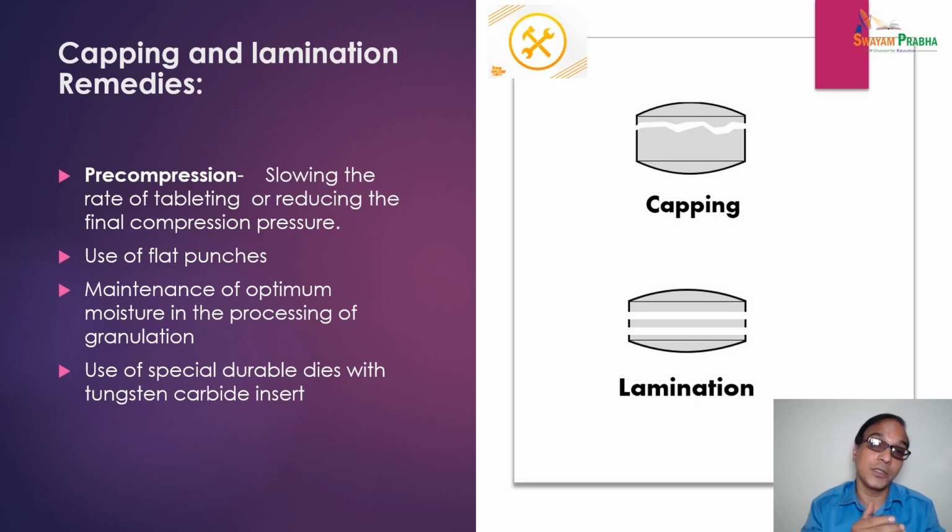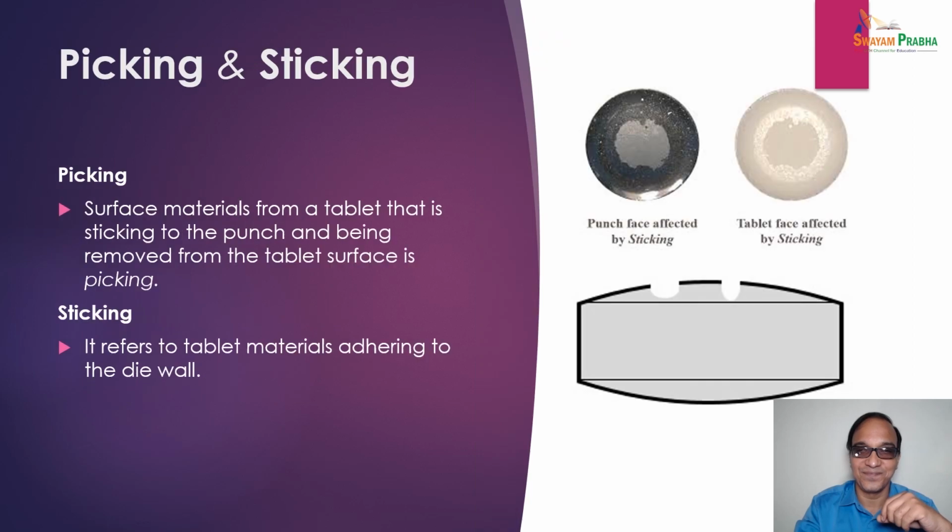Maintenance of optimum moisture in the processing of granulation is also a very important factor, which we have discussed, because the lack of moisture or air entrapment may cause the problem. The use of special durable dies with tungsten carbide inserts may solve or avoid these issues, or you can say tablet defects like capping and lamination.